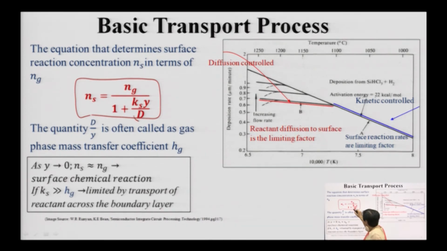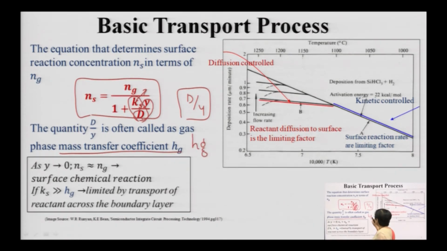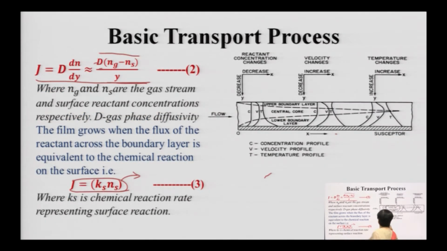Now, this Ks divided by d, or d by y as I call it, is the constant. Ks is the constant. So d by y is often called the gas phase mass transfer coefficient Hg. This Hg is very important, because if you want me to derive it, I can show you in 2 minutes. Js is equal to Ns into Ks. Now if I equate this with d into Ng minus Ns divided by y.